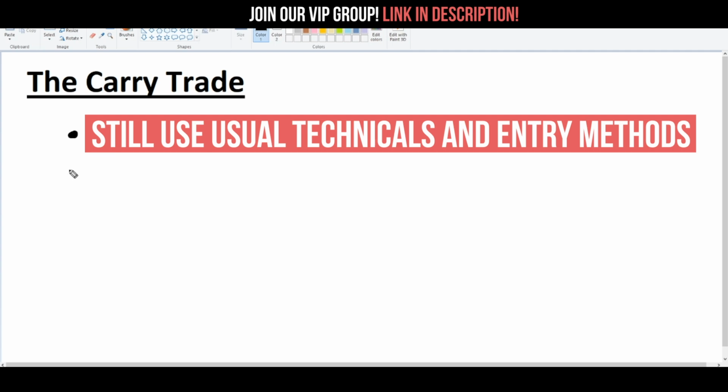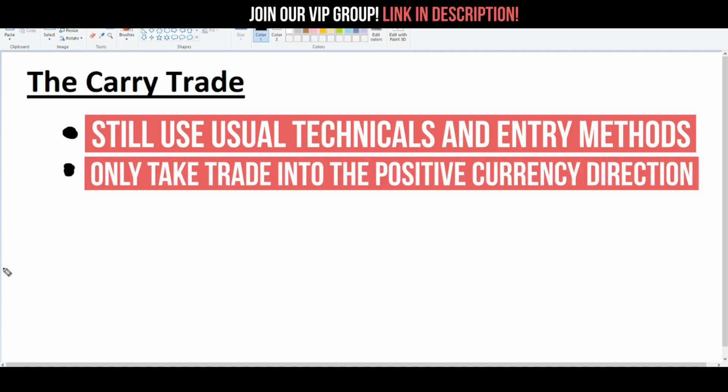However, if I'm trying to capitalize on the carry trade, I will only be taking trades in the direction of the positive yielding situation or the positive currency pair direction, okay? That's key in collecting the swaps that the carry trade offers. So we're keeping to our standard technicals, and we are trading in the direction of the positive interest rate swaps. And is there anything else here?